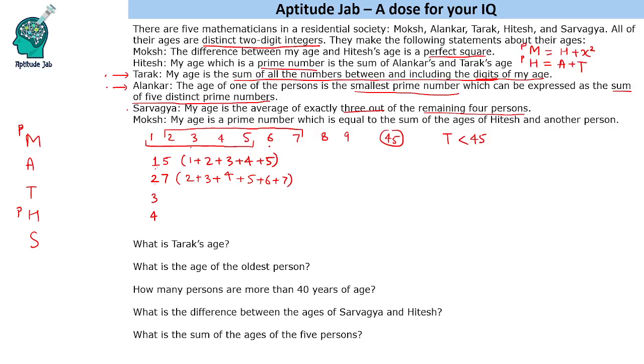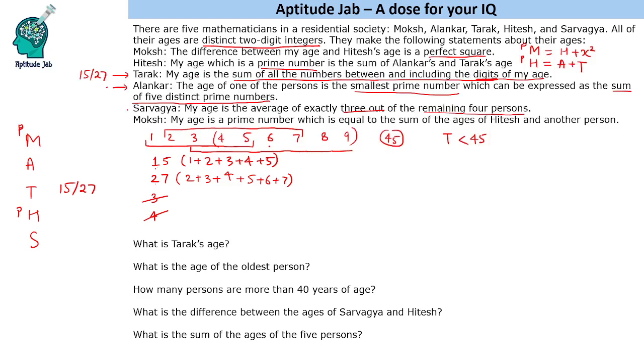So let's start with 3, 3, 4, 5, 6, 7, that is 25, plus 8, 33, 42. So we do not have any such number starting with 3. If you start with 4, even if you add these numbers, we will get till 39 only. So we cannot have any other number starting with 4. Okay, so we have two possibilities for the age of Tarak. One is 15 and another is 27. So Tarak is 15 or 27.